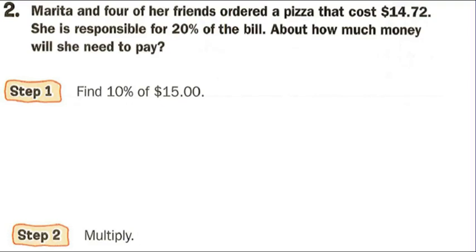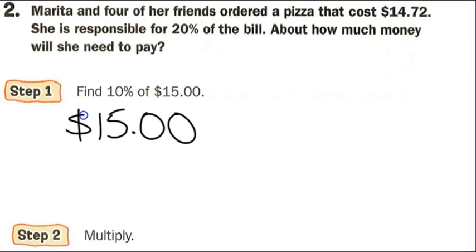She is responsible for 20% of the bill. About how much money will she need to pay? So the first thing we want to do is say, all right, we're looking for 20% of the bill. Let's just find 10% first, because 10% is actually really easy to find. If you want to know what 10% of any number is, all you're going to do is find the decimal point, which is right here, and we're going to slide it to the left one place.